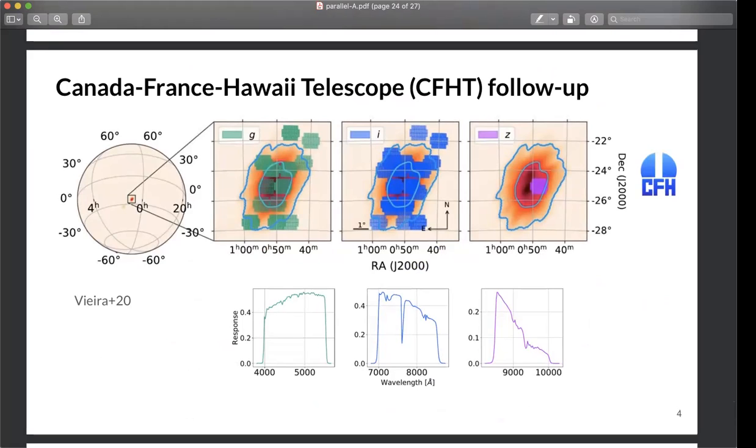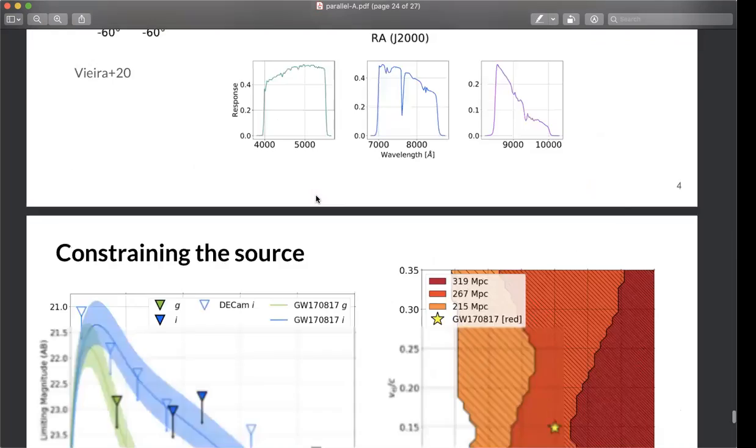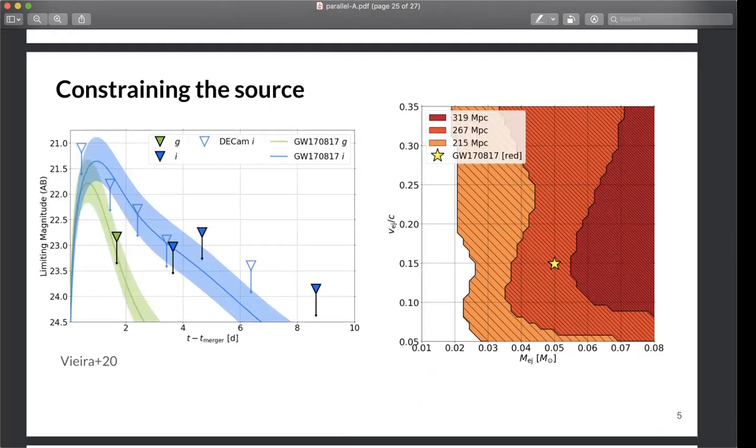And our program was to start with the optical filter, so g, and then move on to the i and z bands. I can talk more about specifics of our observing strategy later on Slack, but in the interest of time, I'll just get to the punchline. So next slide, please. So what you're seeing here is that we did not detect a counterpart, nor did anyone else.